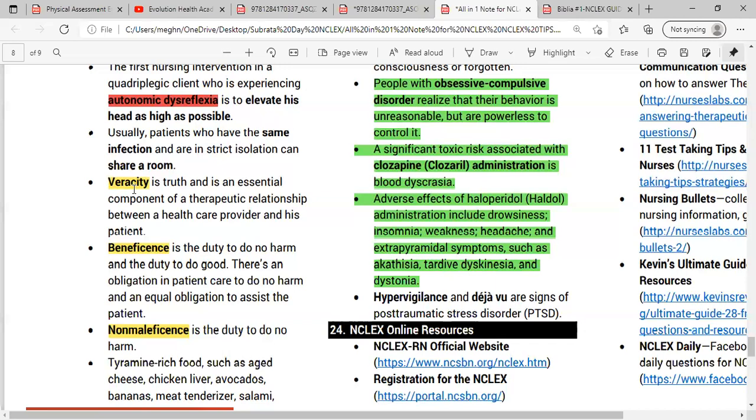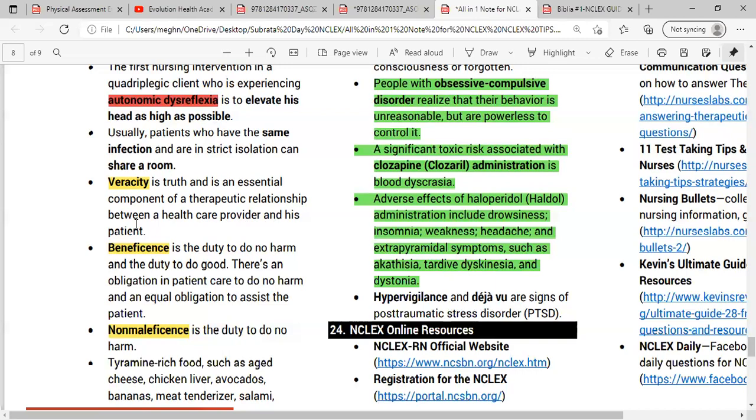Now, what is veracity? Veracity means you have to adhere to the truth. You fight for the truth. You stand behind the truth. Veracity is the truth and is an essential component of the therapeutic relationship between a healthcare provider and his patient.